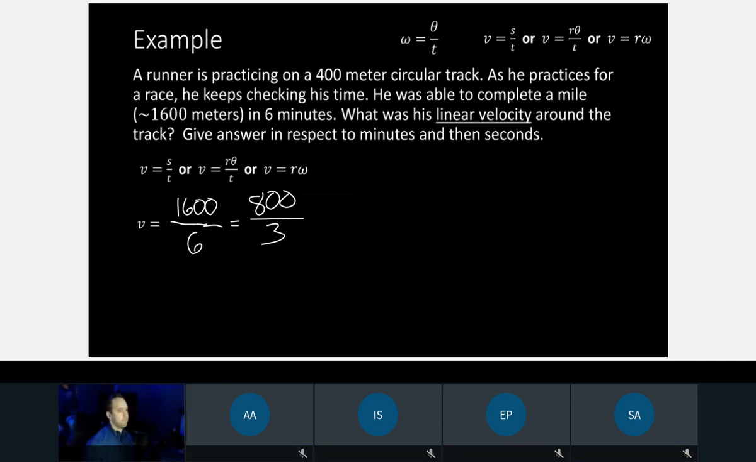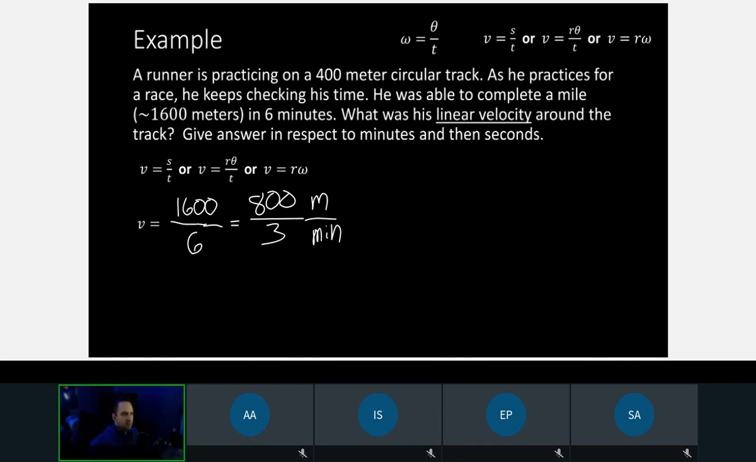What per what? What's our units? It is meters per minute, because remember the 1,600 is meters and the 6 is the minutes, so this is meters per minute.